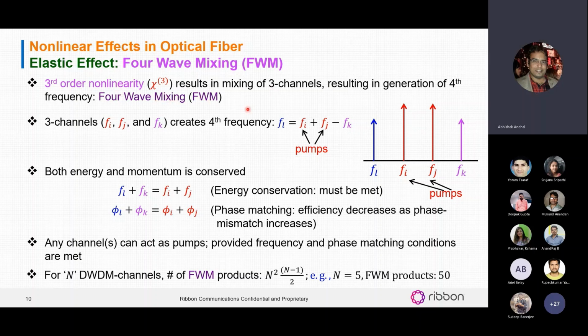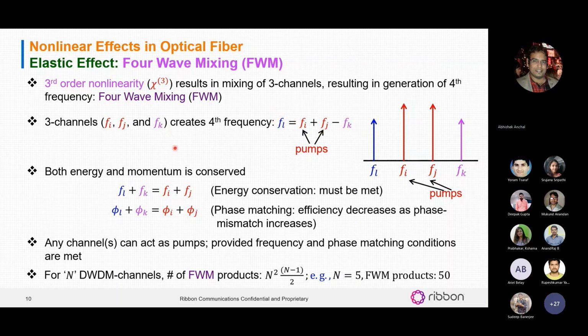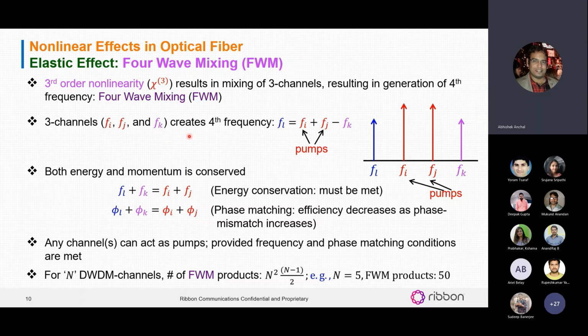In four-wave mixing, any two channels or even one channel can act as a pump, and this pump channel, which usually has higher intensity, interacts with a relatively lower intensity channel and creates a new channel or new frequency, as you can see in this diagram. And the frequency of the newly generated channel is defined by this equation. So in a DWDM system where there are many channels, any three channels can crosstalk and cause a fourth frequency generation.